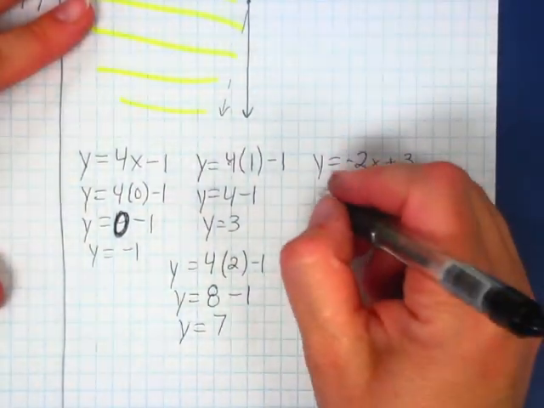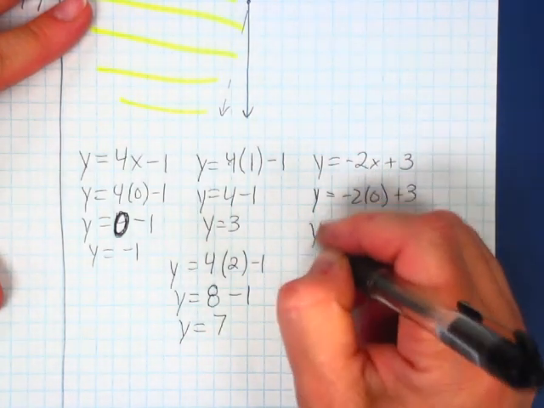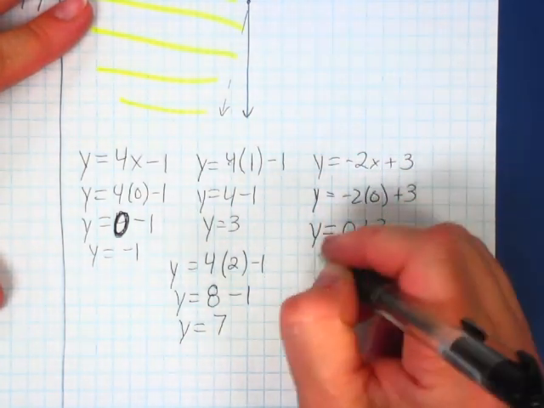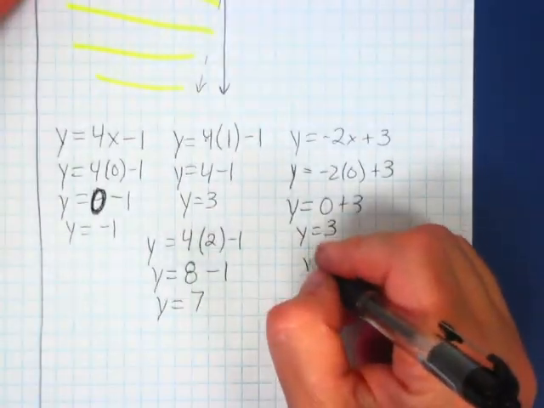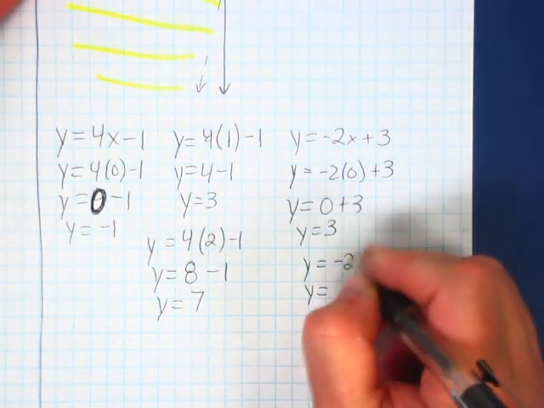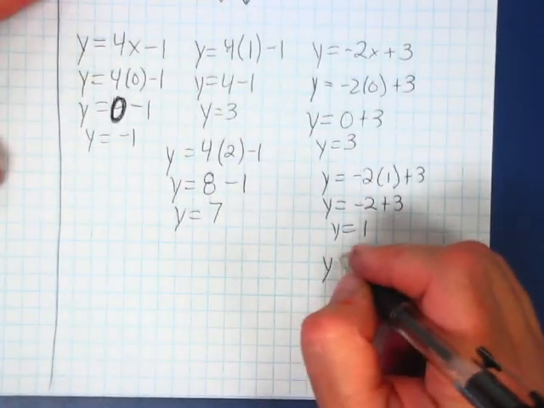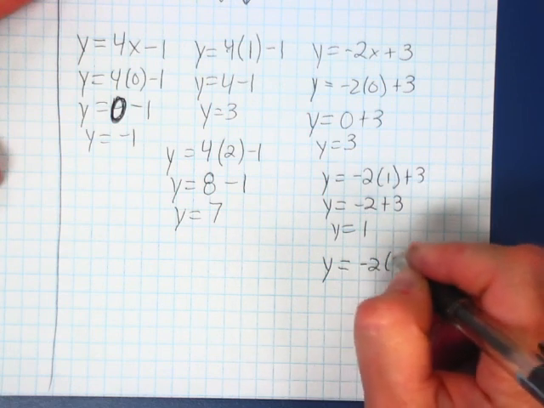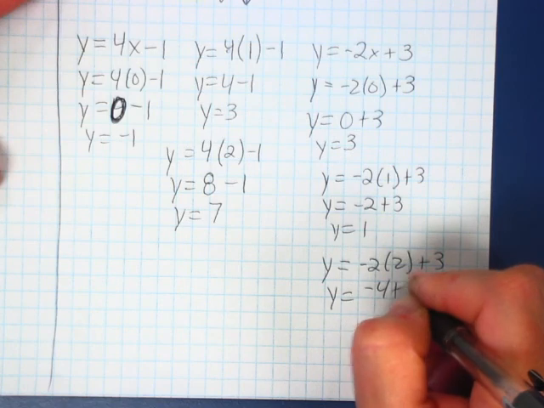So now let's go ahead and solve the other one. What happens when we say x is 0? Y equals 0 plus 3. So y equals 3. Let's see what happens when x is 1. Y equals negative 2 plus 3, so y equals 1. And then the last one, what happens when x is 2? Negative 4 plus 3, y is negative 1.